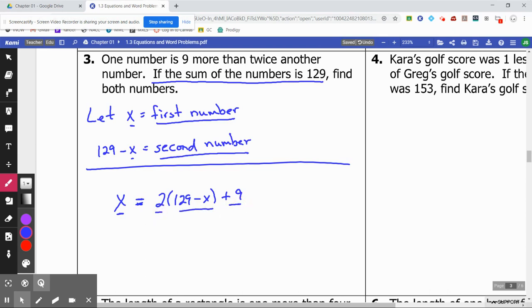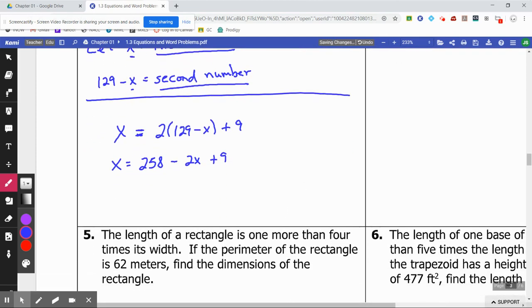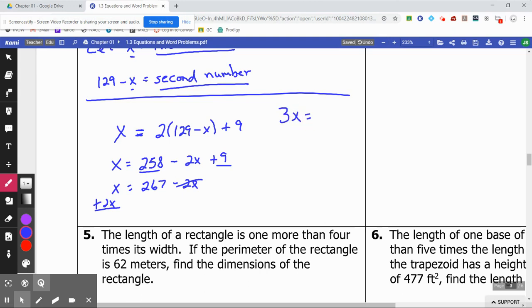Now, to figure out what the two numbers are, we simply solve the equation. Distributive property comes first. 2 times 129 is 258. Minus 2 times x is 2x plus 9. Combine any like terms that you have. I have like terms on this side, so I now have x equals 267 minus 2x. To move minus 2x over here with these x's, we're going to add. That gives me 3x is 267. Divide by 3 to get rid of that, and you get x is 89.